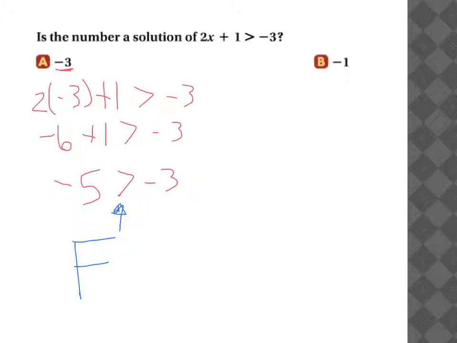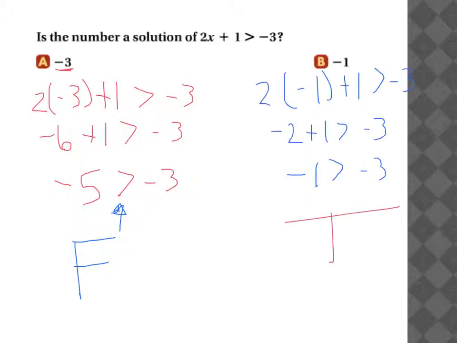I want you to pause the video right now and attempt to do the next problem by yourself. You should have gotten yes, that's true. -1 is greater than -3. So this would be a solution to this inequality.